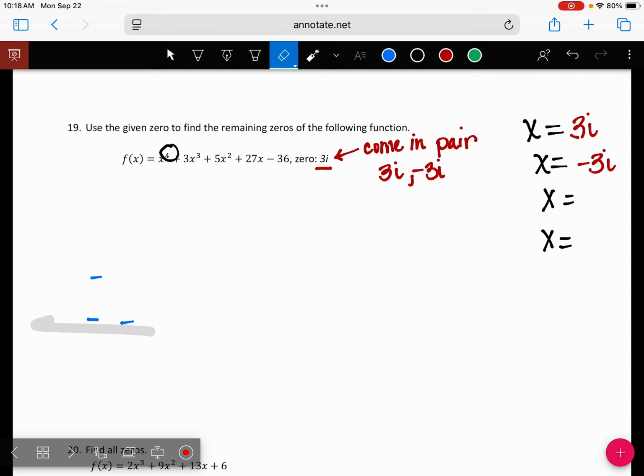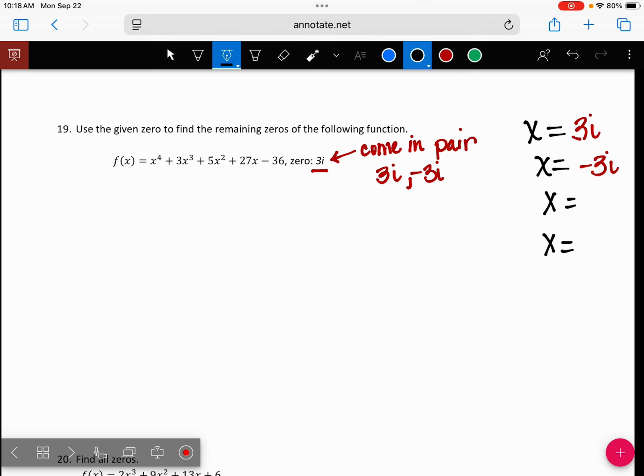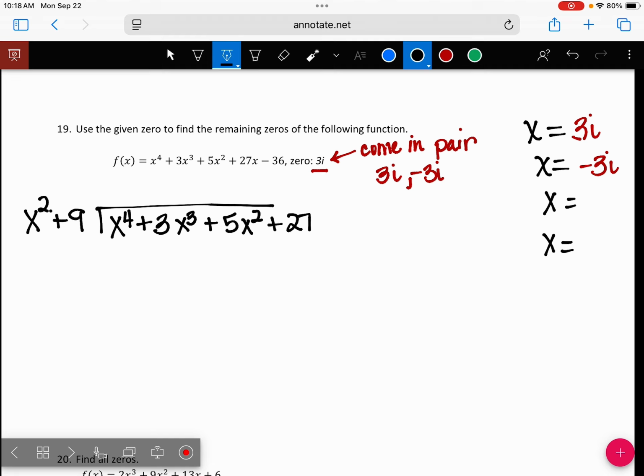Now that we know what factor we're using, I have the x squared plus 9, and that's going to divide into x to the 4th plus 3x cubed plus 5x squared plus 27x minus 36. It's really important that you're neat when you work through these questions, because it's easy to drop a negative. So before I get started, I'm going to double check that I copied it correctly, and I did.